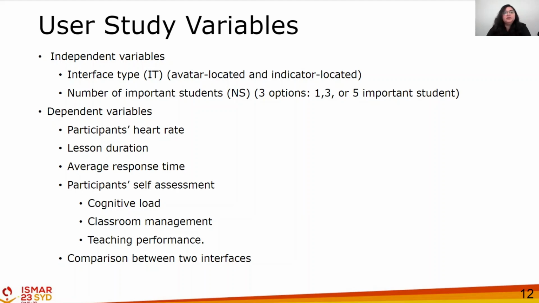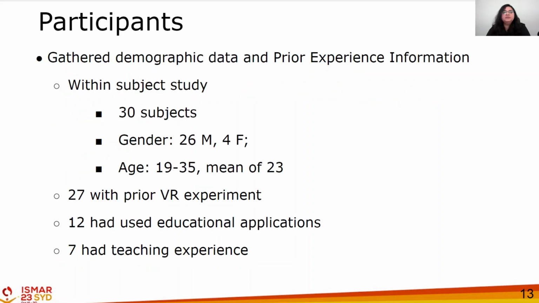The dependent variables were participant heart rate, lesson duration, which means the time it took the participants to complete the lesson, average response time, which is the time it took the participant to notice an important student, and participants' self-assessment of their cognitive load, classroom management, and teaching performance. Additionally, we also asked the participants to compare the two interfaces based on their preference.